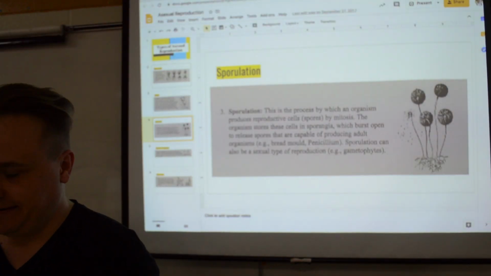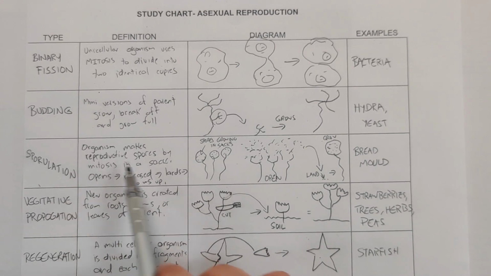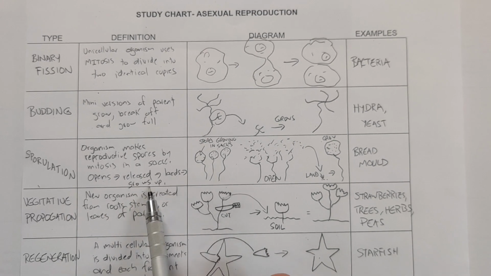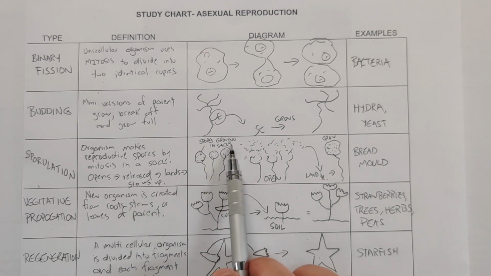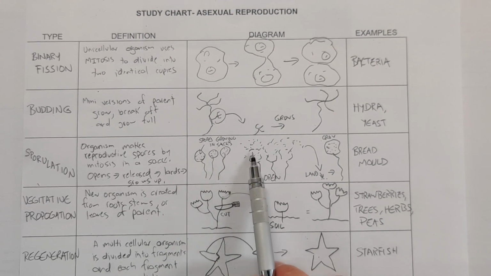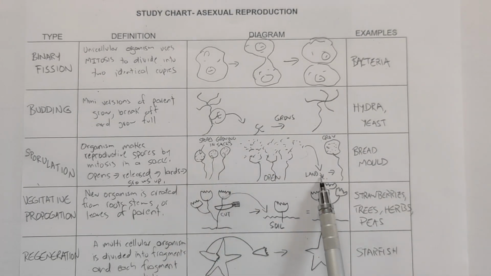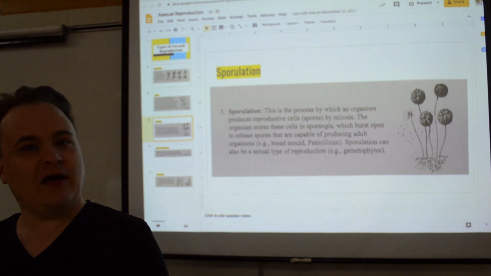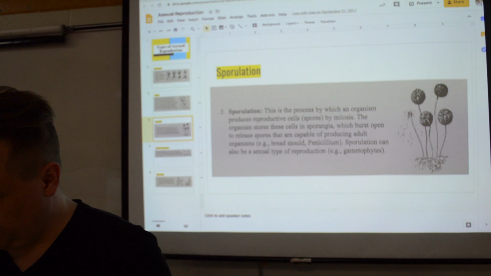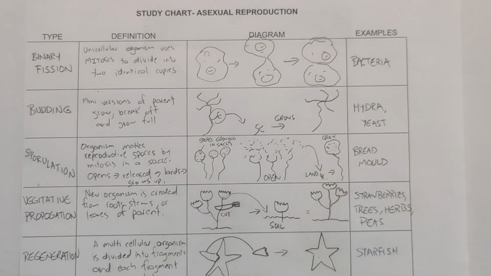Sporulation. An organism makes reproductive spores by mitosis in a sac. The sac opens, they're released, they land, and they grow up. For example, spores growing in sacs by mitosis. Then the spore sacs open, they enter the atmosphere, they land. If they land on something good, they can grow up to become fully functioning organisms, and they'll grow spore sacs. Again, no partner or sexual reproduction needed. An example would be bread mold.